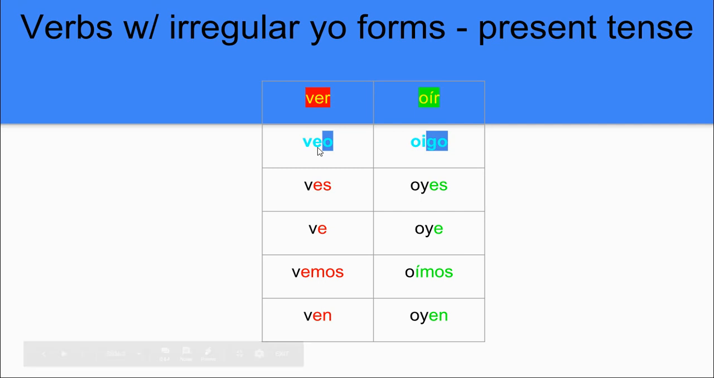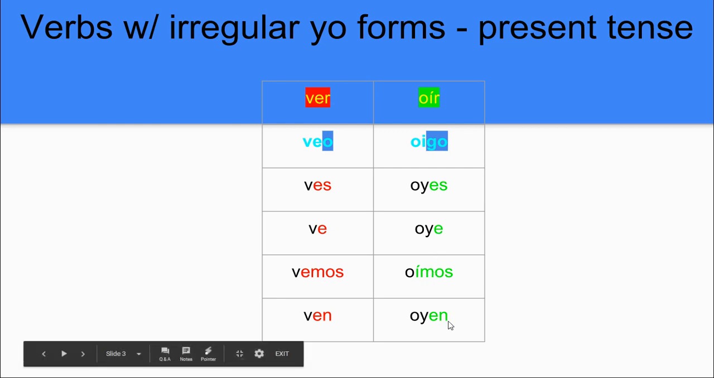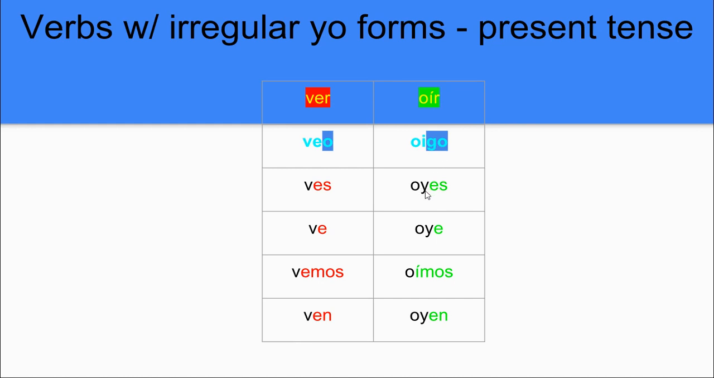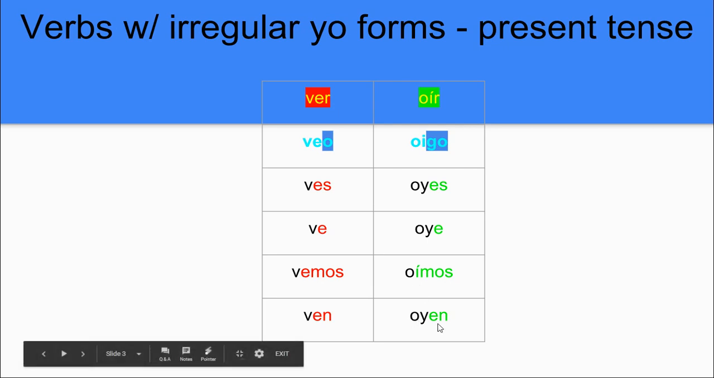Veo. For the verb oír, there's really no pattern except for that we can see it does have the o ending for yo, es for the tú form, e for the él, ella, usted, imos for the nosotros, and en for the ellos, ellas, ustedes. However, we have an oigo. It's not just ogo, oigo. We also see it becomes a y, oyes, oye, oímos, oyen.